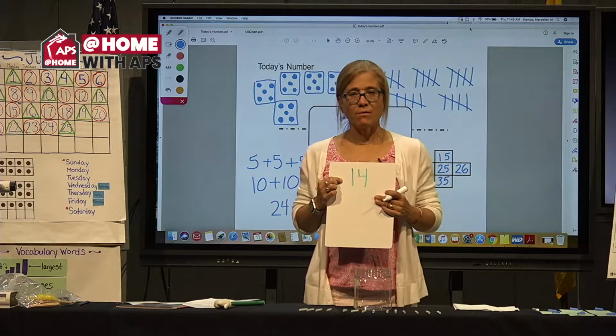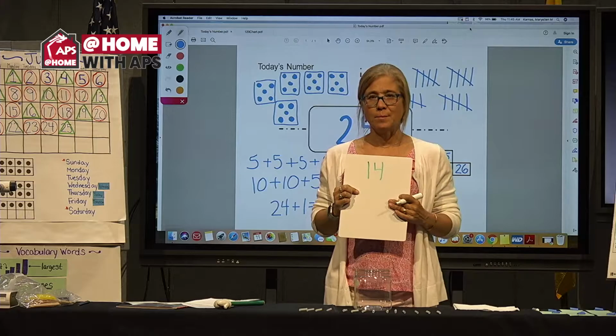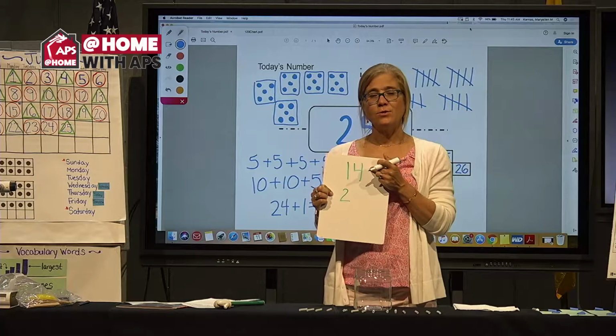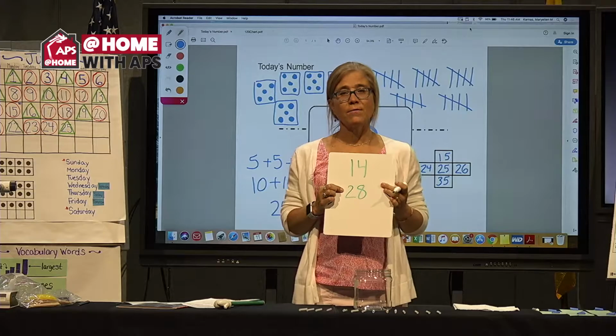If you're a first grader, we're going to double that. What would double 14 be? It would be two 10s, so 20-something, and two 4s, so 28. So if you're a first grader, find 28 things and count out 28 things.